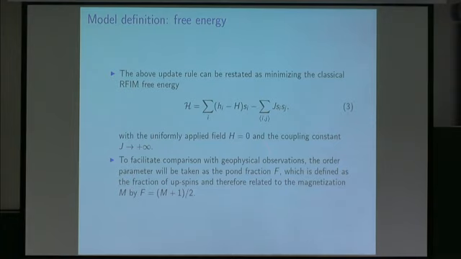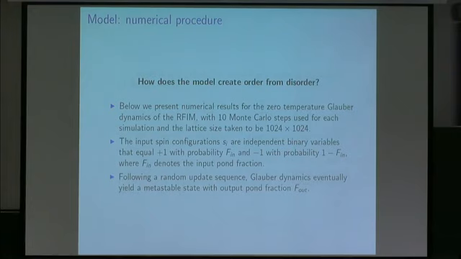Okay, so next I'll present some numerical simulation results that this model produces. To facilitate comparison with the geophysics literature, the order parameter is taken as the pond fraction. It's the fraction of the up spins, and it's related to the so-called magnetization by this formula. So if the magnetization is all -1, then the pond fraction is 0%, right? And if the magnetization is +1, the pond fraction is 100%. Okay, so this is the setup of the model.